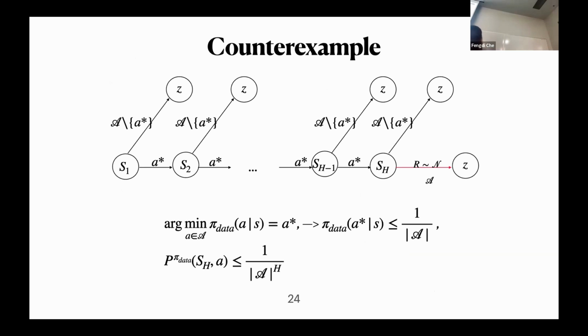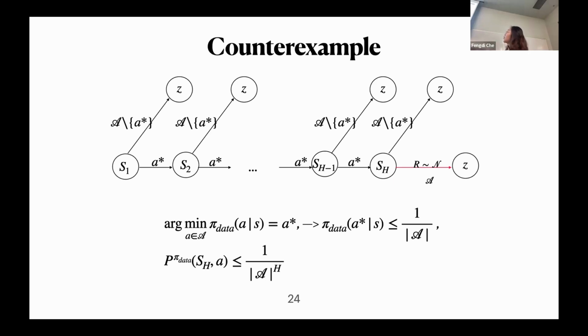This tricky policy will just assign A star with the minimum probability. If it's minimum, because we totally have A actions, then the probability of sampling A star must be smaller than 1 over A. So people use a very tricky policy which samples this A star with very low probability. Then if we want to reach this right transition, the probability will be very tiny, smaller than 1 over A to the power of H.